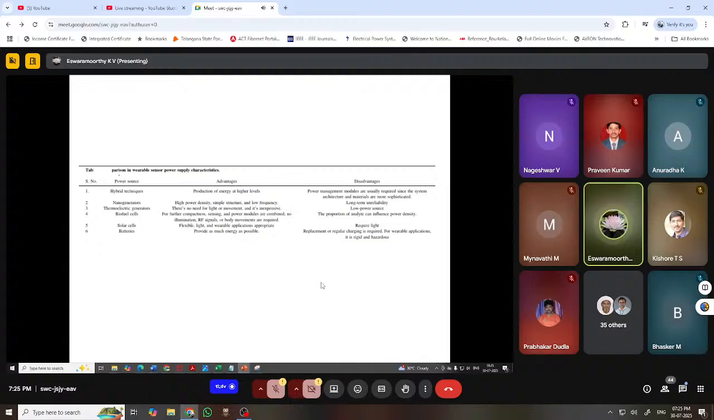So if you use hybrid power source techniques, you get production of energy at higher levels. The disadvantage is the power management module we usually require in the system architecture. If you use so many modules, then it is going to be complex, but you will get the maximum power levels.